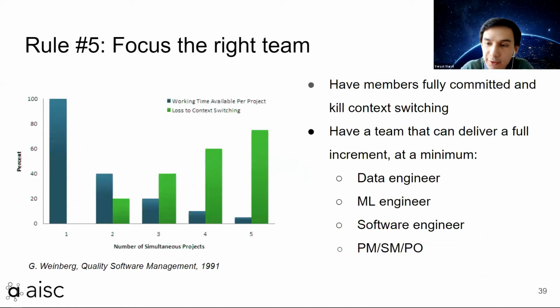And what I also wanted to say is rule number 5 is that you need to focus the right team. So in order to do full increments, like what I mentioned before, you need to have a full team ready to deliver. So essentially, usually at a minimum, it's a data engineer, ML engineer, a software engineer, maybe a data scientist as well, and a Scrum Master, PO, or PM, whatever you want to call it.